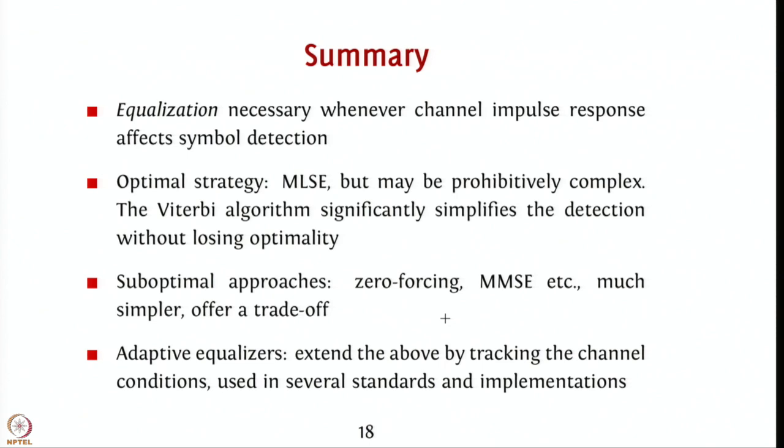So one approach to not do the optimal thing but hope that it works is to use a suboptimal approach. In this case, of course, you can use zero forcing, MMSE, or a host of other approaches to perform the equalization. They are much simpler to implement than the Viterbi algorithm, but there's a trade-off, because you will suffer in terms of performance, especially in the lower SNR regime, where these will not perform very well when compared to the optimum maximum likelihood sequence estimation approach.